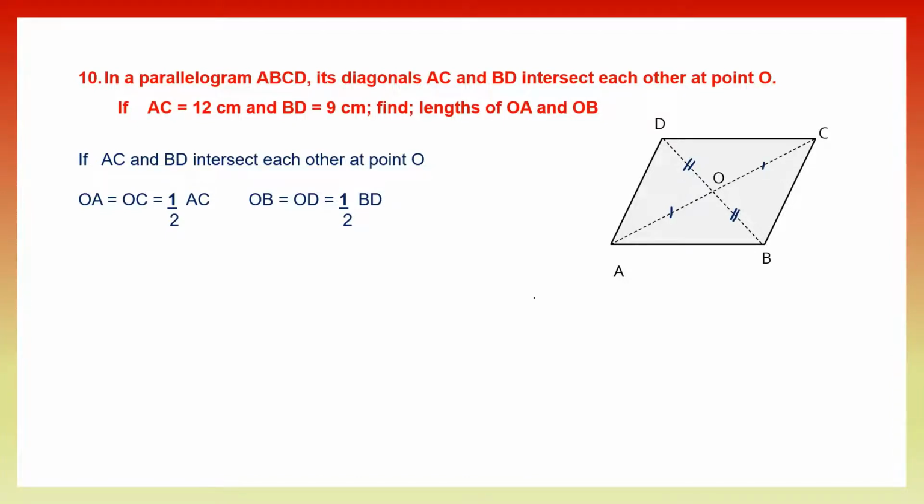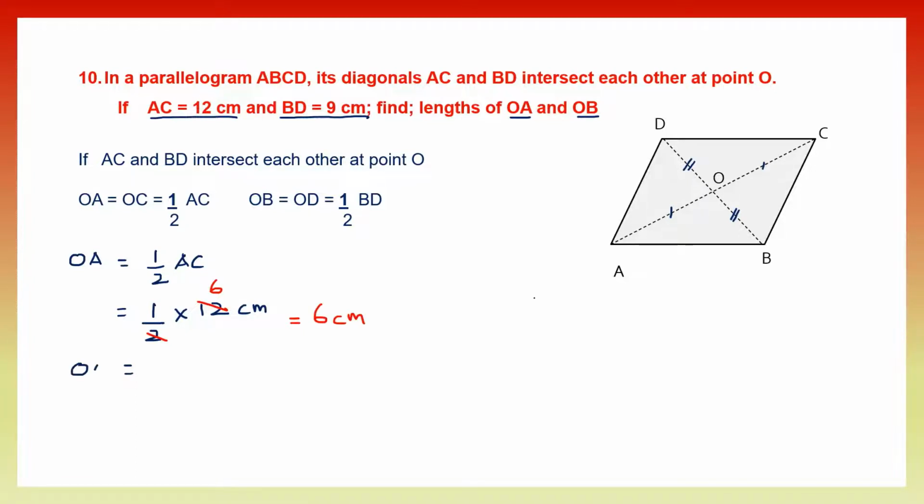Now here we have been given AC 12 centimeters, BD 9 centimeters. We are asked to find OA and OB. So first let's start with OA. OA is equal to half of AC. That is 1 by 2 into AC, and AC is given in the question as 12 centimeters. So we can cancel 2 and 12. 2 sixes are 12. So 1 into 6 is 6 centimeters. So we have found OA to be equal to 6 centimeters.